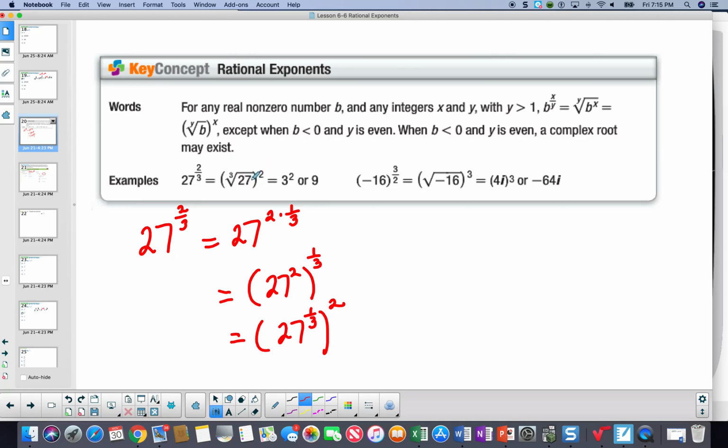In this case, they did the 1/3 power, or the cube root, inside, and when they simplified, they got the number 9. So you can go either way when you have these fraction exponents.